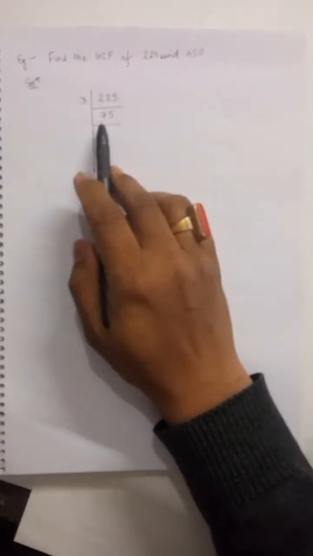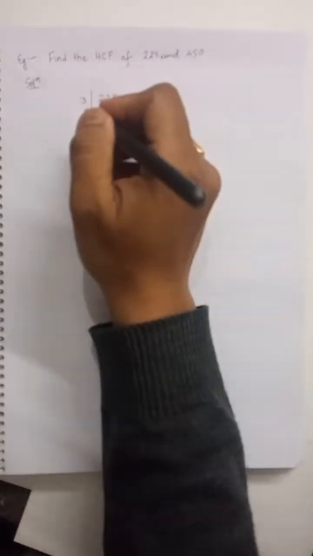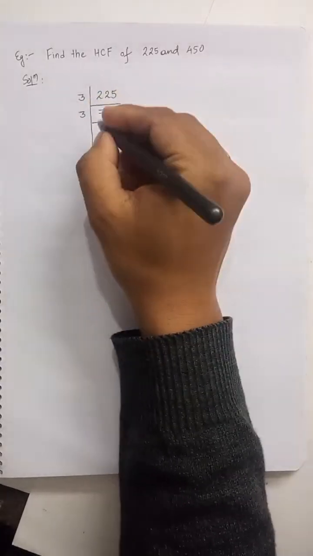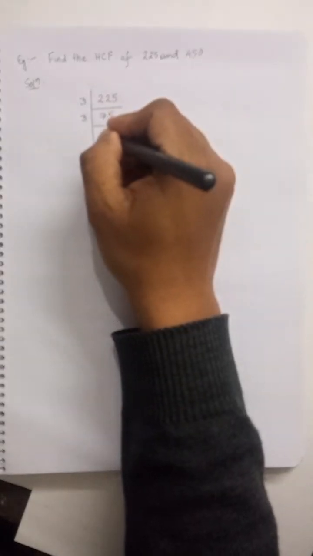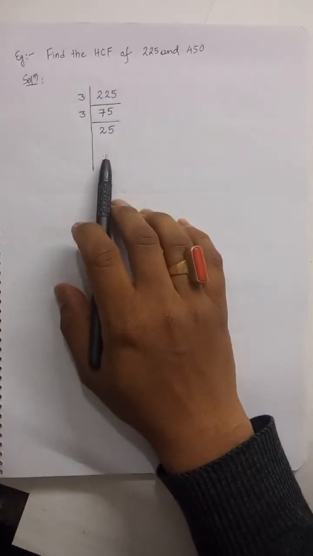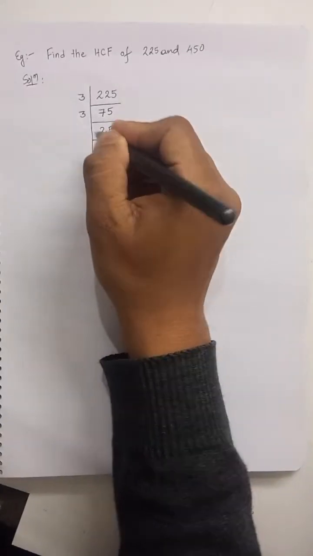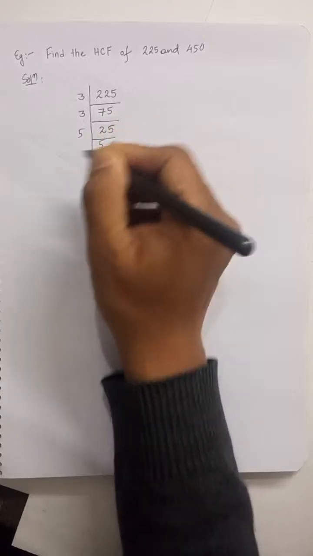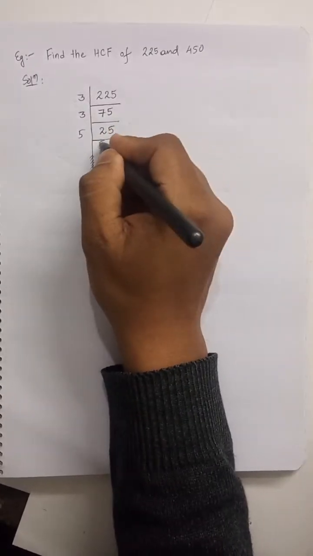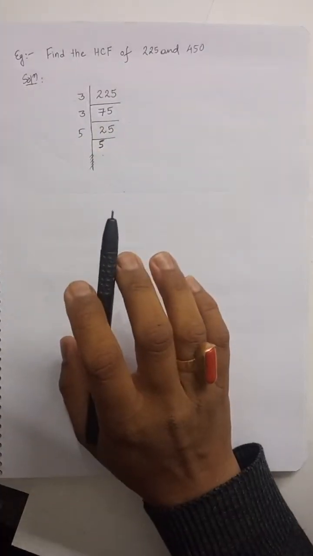So this is divisible. 7 plus 5 is 12, and 12 is divisible by 3. So I will divide it by 3 once again. Now 25 is no longer divisible by 3. 5 plus 2 is 7. So this is divisible by 5. So I will write 5 and 5. Okay, so this part you can just cut it. So these are the prime factors: 3, 3, 5 and 5.